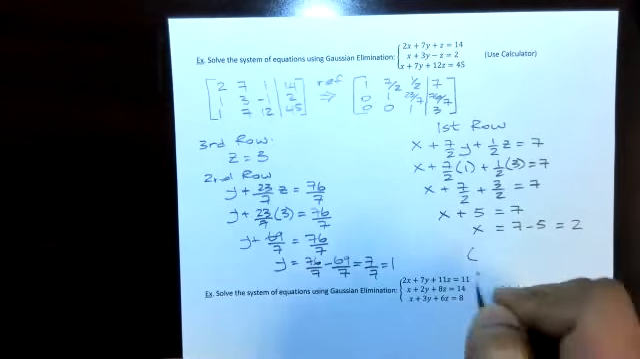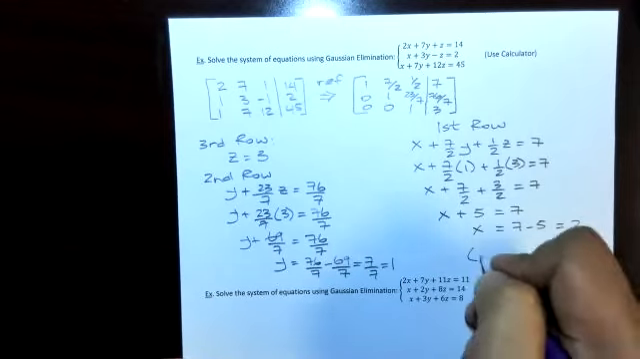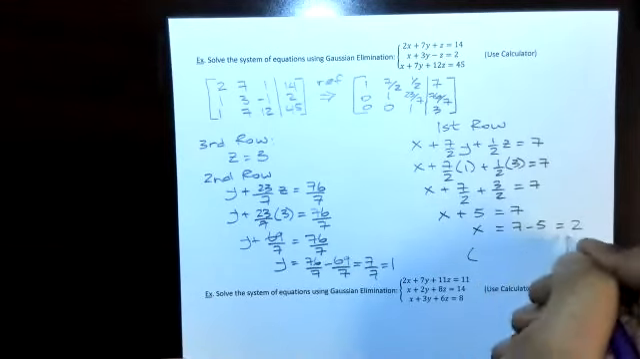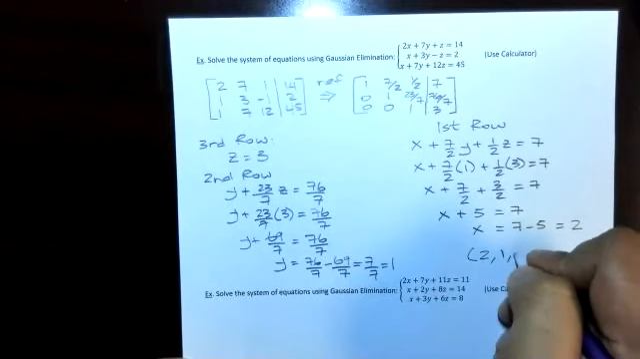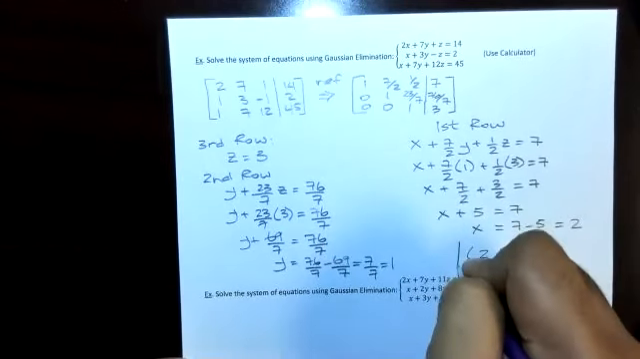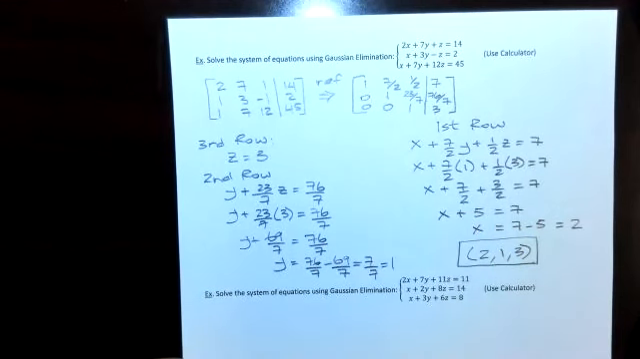The way you're going to write down your answer is an ordered triple. An ordered triple will be x, y, z. So first my x value is 2, then my y value is 1, and my z value is 3. This is how you can use your calculator to do Gaussian elimination.